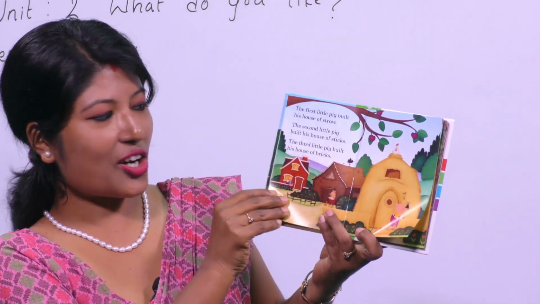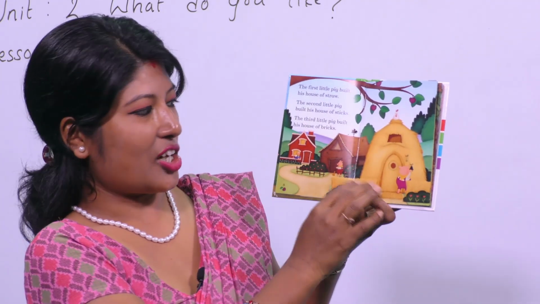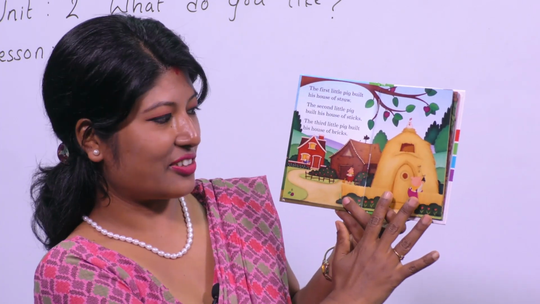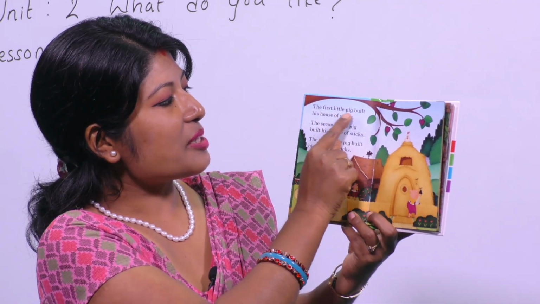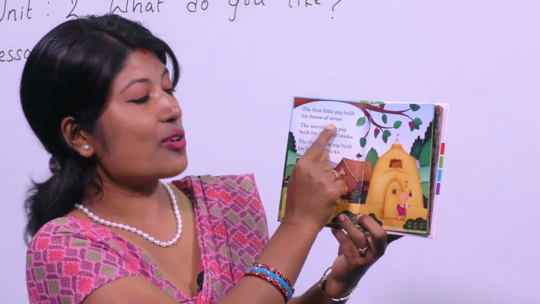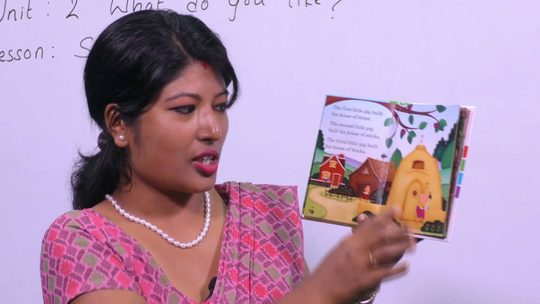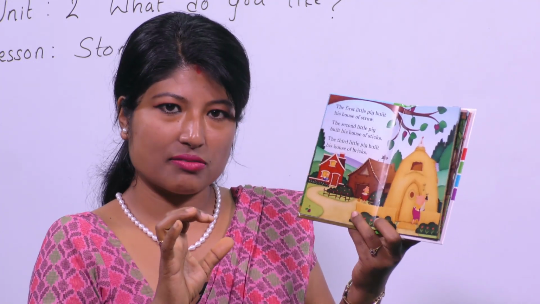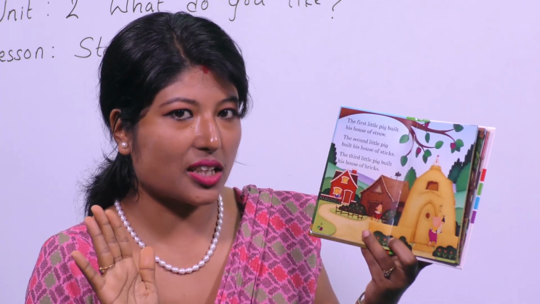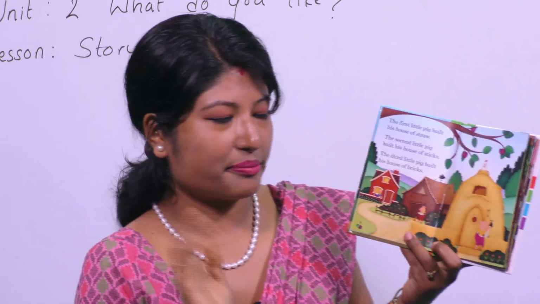So here it goes. What happens next? What can you see in the picture? Okay, you can see 3 houses, right? So what happens next? Let's read. The first little pig built his house of straw. The first pig built his house of straw, which was very quick to build, but light. And let me tell you, it was not so strong. Okay, it is cute to look at, but not strong.